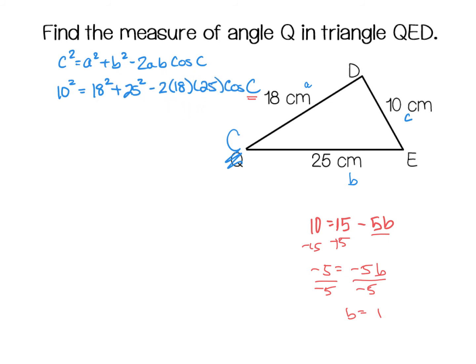All right, so in my calculator, I will typically type 10 squared minus 18 squared minus 25 squared all at once. I'm going to write it out here just so you can see what I'm doing.